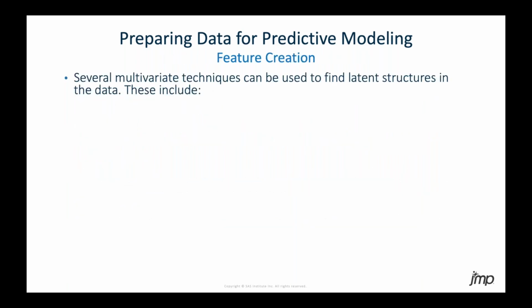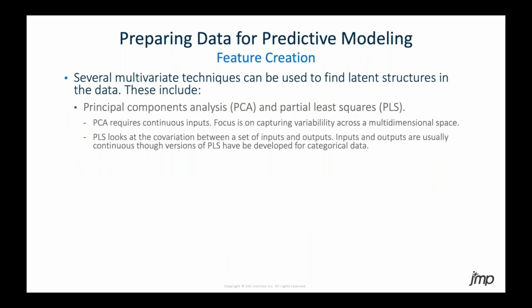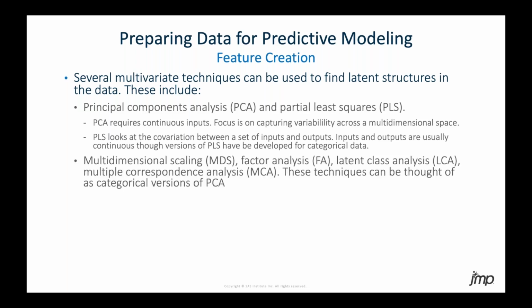All right, I've got about 3 minutes left, so let's do this. Very, very quickly, I wanted to talk about feature creation. There are multivariate techniques to find latent structures. I didn't talk about that. Principal components analysis and partial least squares are good for continuous variables. There are some techniques that can be used for categorical variables in terms of reducing dimension.